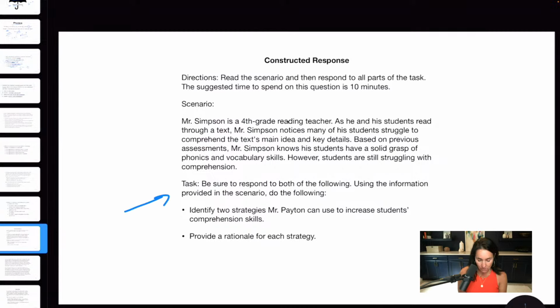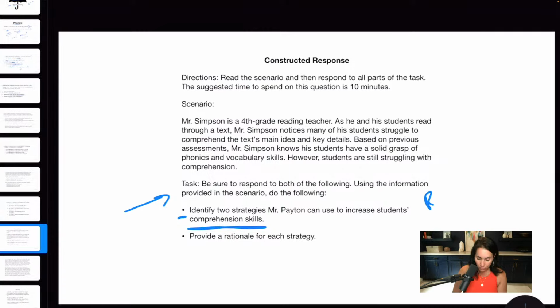And you can see here, we have the task. All right. So I want you to start with the task first, because a lot of times we can figure out what to write about before we even get into the scenario. And then when we read the scenario, we already have the purpose for reading and writing. Okay. So task, identify 2 strategies Mr. Payton can use to increase students' comprehension skills.